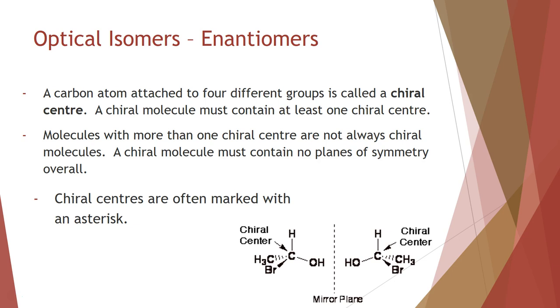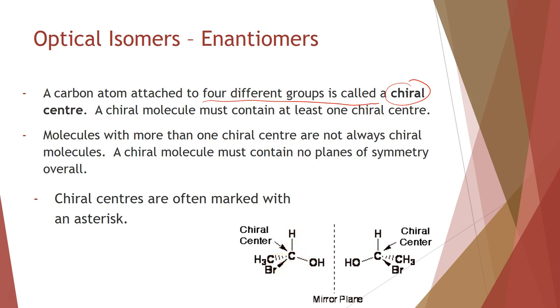Okay, so once we have our carbon attached to 4 different groups, this is known as a chiral center. Okay, that carbon is known as a chiral center. We must have at least 1 chiral center in a molecule for it to be an enantiomer. Molecules with more than 1 chiral center may not always be chiral. They can cancel each other out. But mostly you'll be asked to identify ones where you'll just be identifying 1 or 2 chiral centers within a molecule.